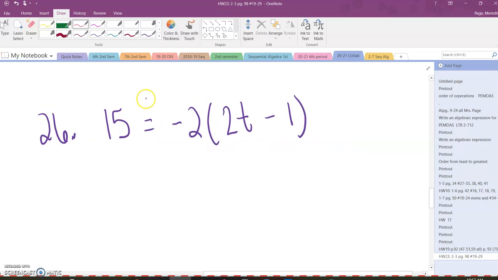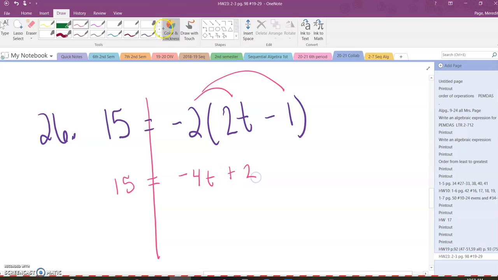26 we're going to do together. You'll notice I have parentheses. I've got to get rid of the parentheses first, always. So I'm going to distribute. I got some negatives going on. Grab your calculator. Check your work. Negative 2 times 2t is negative 4t. Negative 2 times a negative 1 is a positive 2. So you'll notice, and I'll highlight for you, a negative times a negative is a positive, okay? Now, I got my two-step again, so I'm going to end up having to move over that positive 2 to the other side, so I have to use the opposite, which means I'm going to minus 2 to both sides.